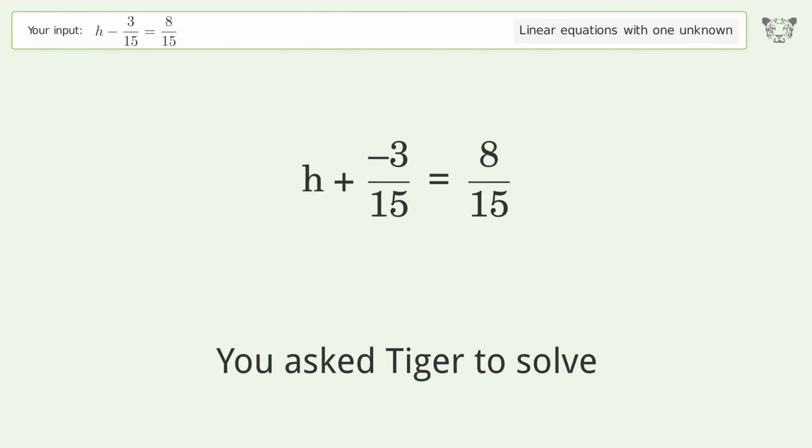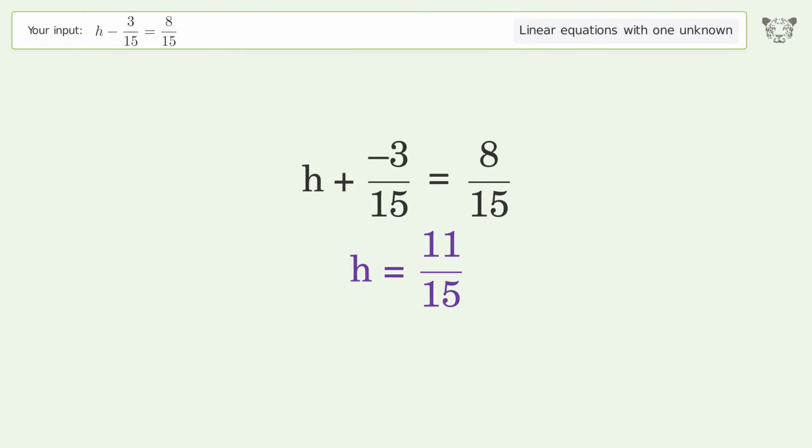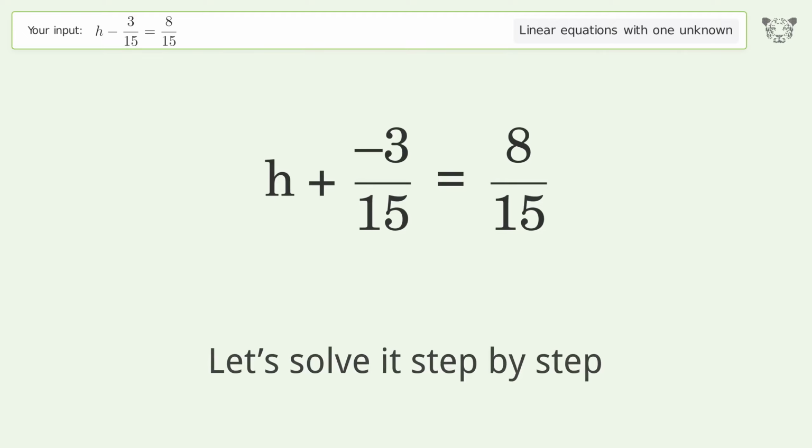You ask Tiger to solve. This deals with linear equations with one unknown. The final result is h equals 11 over 15. Let's solve it step by step.